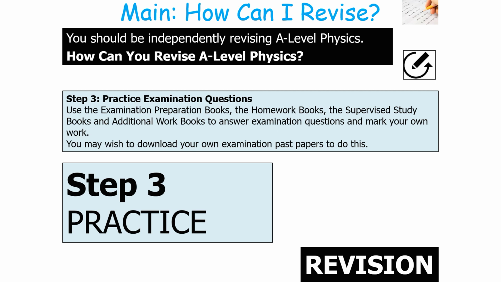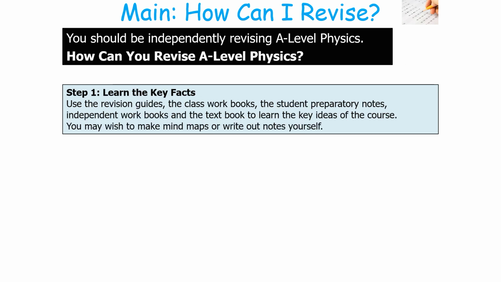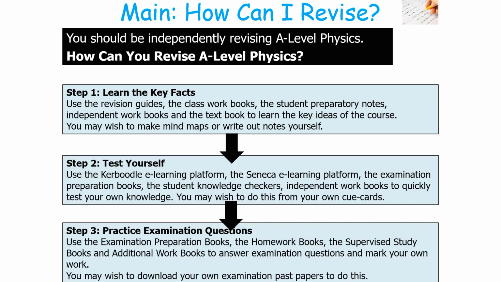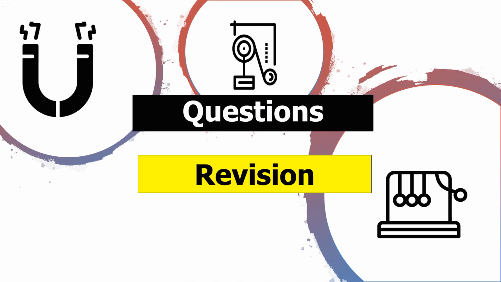Then the third step is to practice exam style questions. So use exam prep books, homework books, supervised study books, additional workbooks to answer exam questions and mark your own work, and you may wish to download your own examination past papers to do this. So the three steps of learning the key facts, testing yourself and practicing exam style questions are how you should be revising for your A-Level Physics. So let's now have a look at some questions on Physics Paper 2.